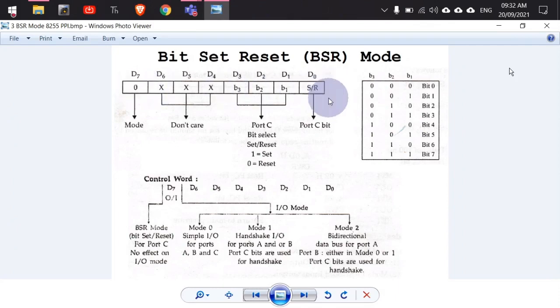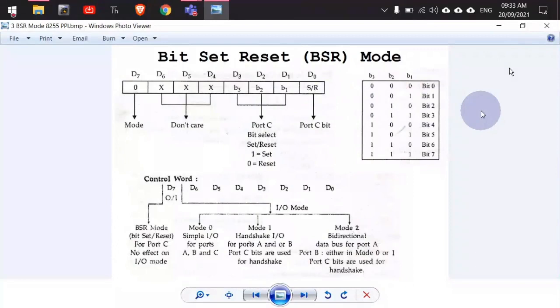Suppose I tell you to set bit number 2 as 1. So what you will do, you will keep this as 0. These 3 are don't care, so let us assume that they are also 0. For bit number 2, you will have 0, 1, 0 here, and you want to set, so you will have a 1 here. So this is 0, 1, 0, and this is 1. So 1, 0, 1 will have an equivalent of 5. So the data that you need to put in this register will be 05 in hexadecimal. So through your in and out instruction, you have to move a data of 05 here, so that you will be able to set the bit number 2 of the port number C.